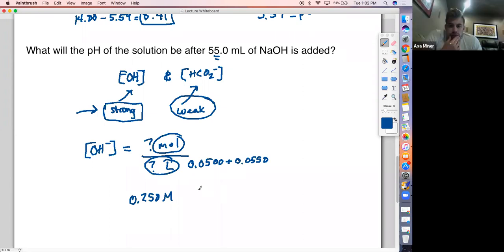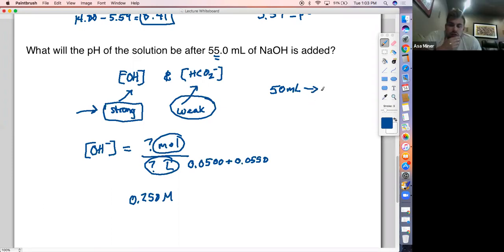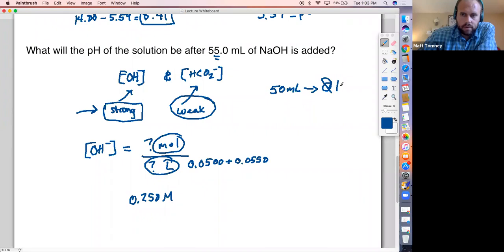You need to add that to what's already in the solution. So yeah, you're on the right track with that. Here's the key, all right? 50 milliliters of the hydroxide was used for what? To neutralize the acid. Exactly, to get rid of the formic acid, right? Can I account for that sitting in solution? Do I have 50 milliliters worth of sodium hydroxide sitting around as moles? No, right? That's been used up in the reaction. So how much do I really have?